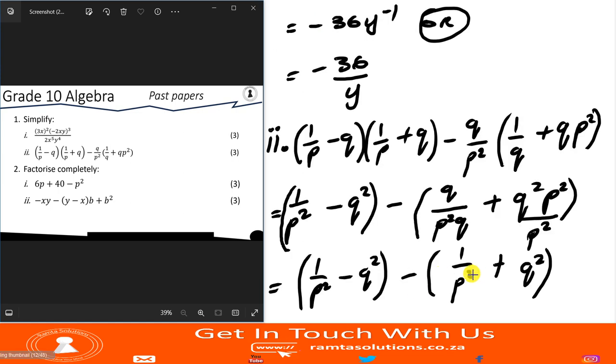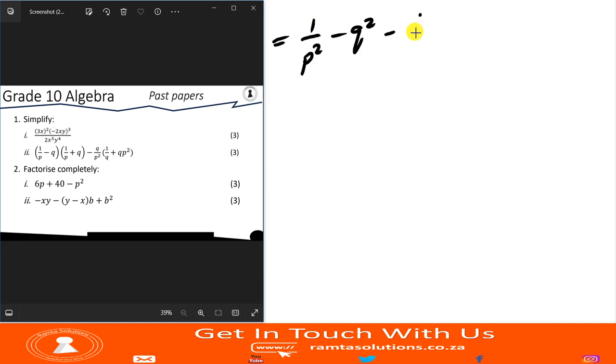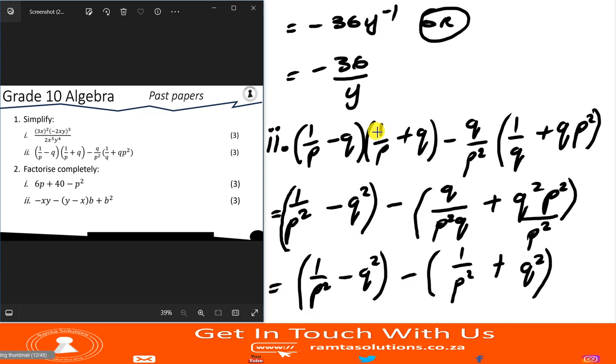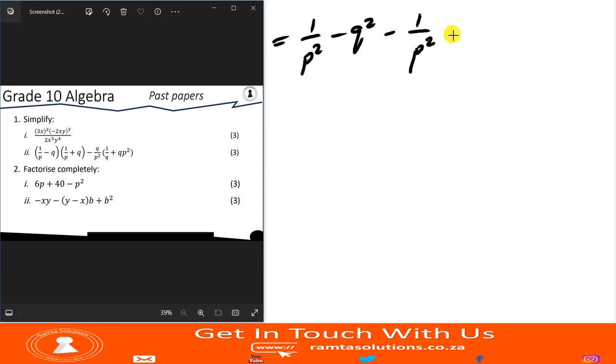And this negative times positive, so it'll be minus 1 over p squared, minus 1 over p squared, and then negative times q squared will be negative q squared. So minus q squared. As you can see, 1 over p squared minus 1 over p squared becomes 0. You are left with negative 2q squared. Right? So this is you simplifying number 2.